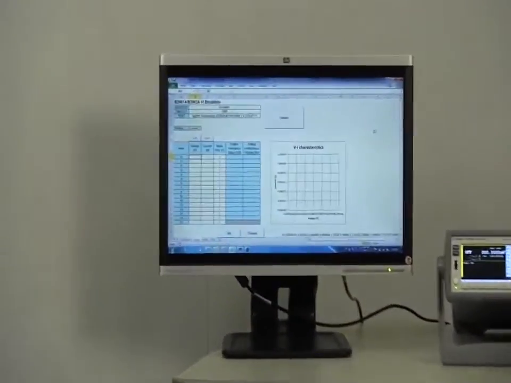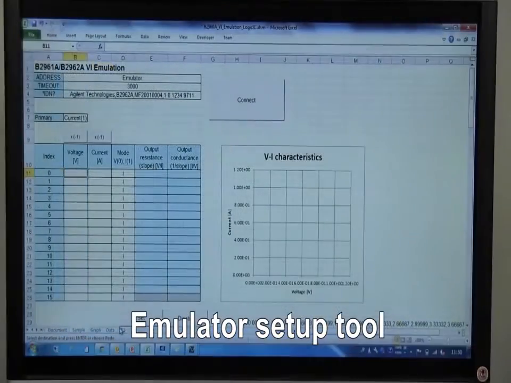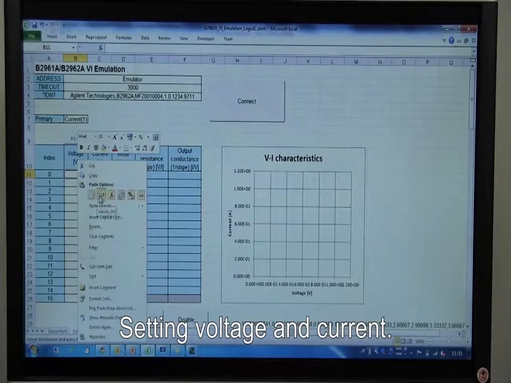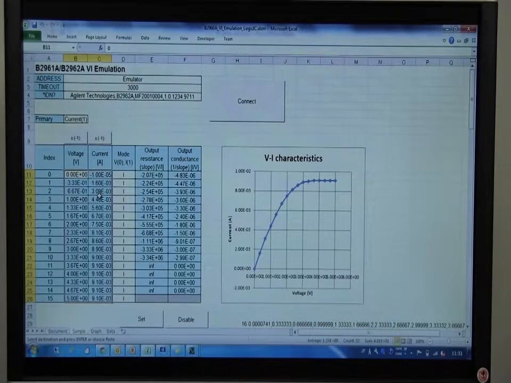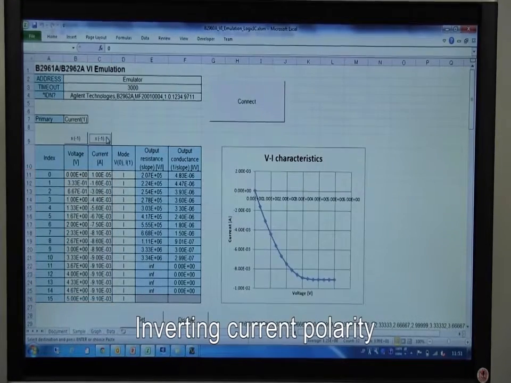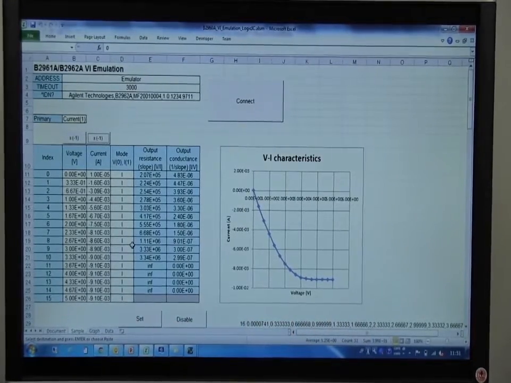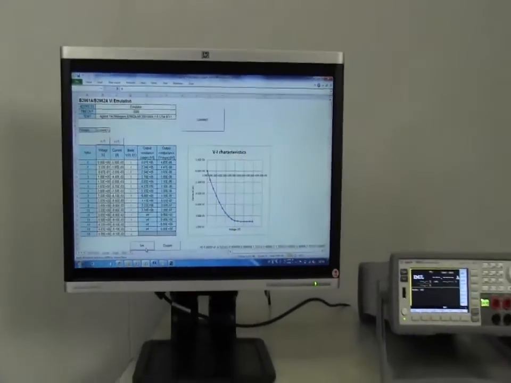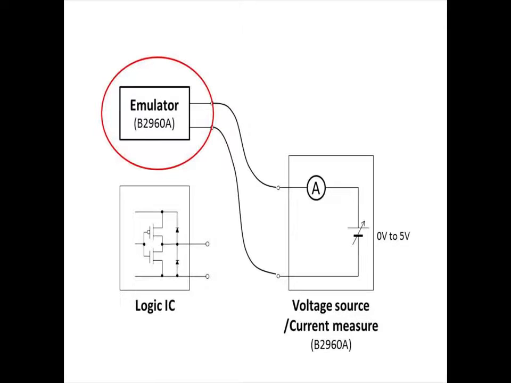The emulator can be set up very easily by using this tool. Let's put the measured current-voltage characteristics here. We need to invert the current polarity as the emulator pulls current. It's the opposite of the measurement. Then I send these parameters to the emulator. I will repeat the same measurement against the emulator.